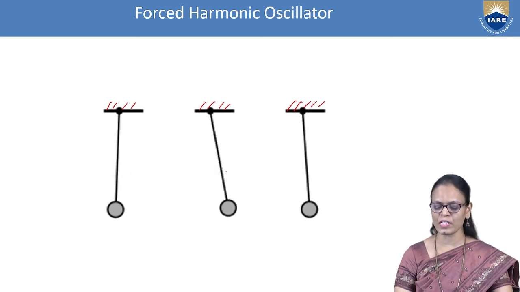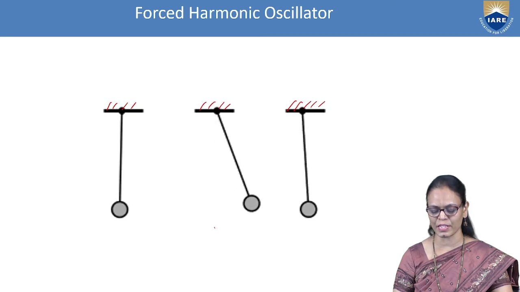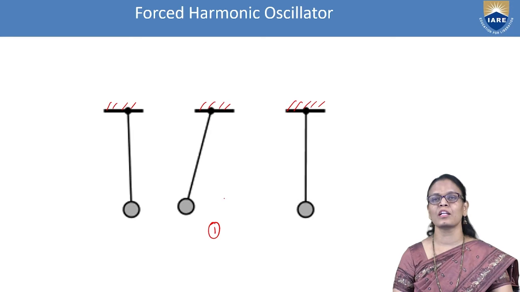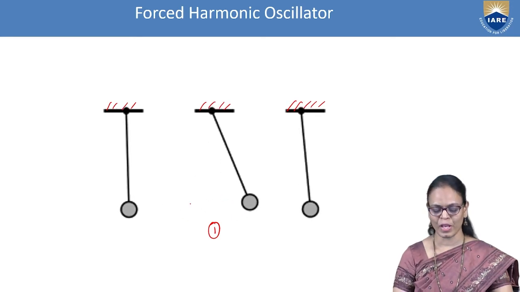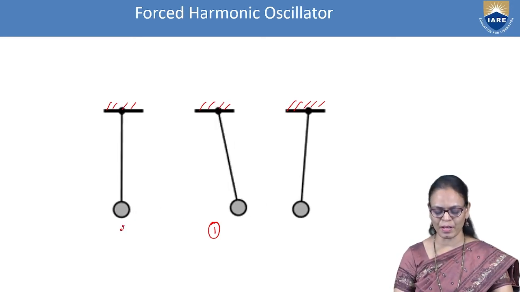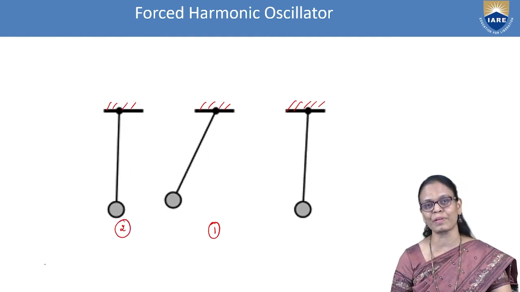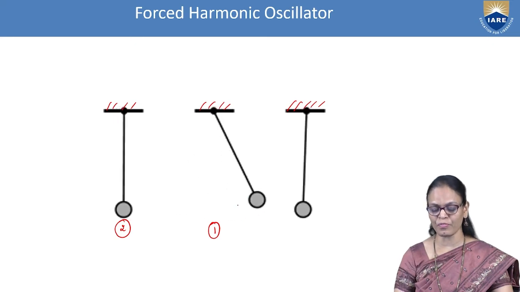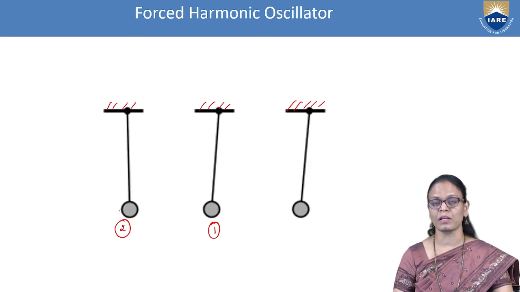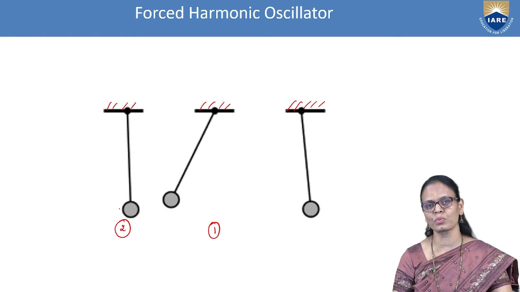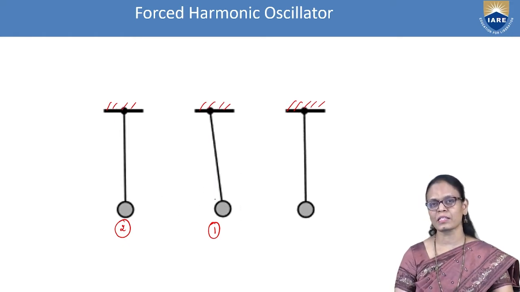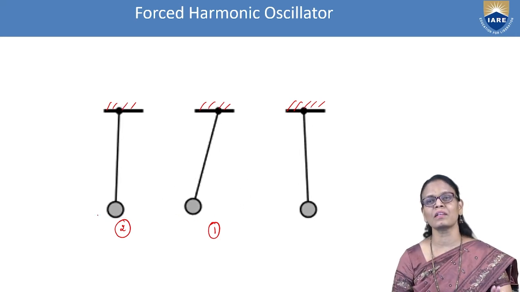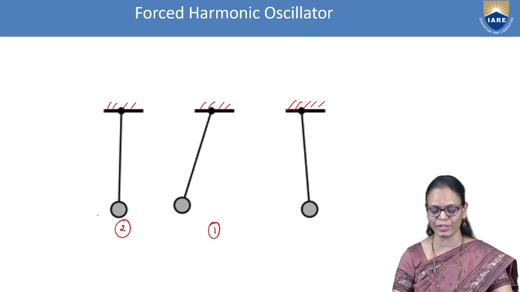So now the first pendulum is set into oscillation. This is the first one. We are just displacing it from the mean position. And then what happens after some time is that the second one also starts vibrating. Now, if the natural frequency of the second matches with the external frequency which we are applying, it will start vibrating with a larger amplitude. That is what we are going to see here.